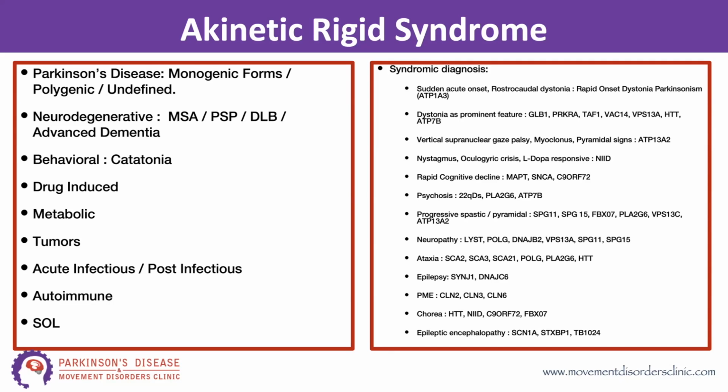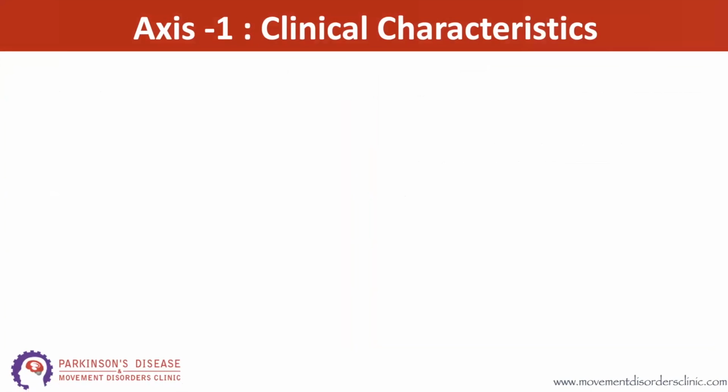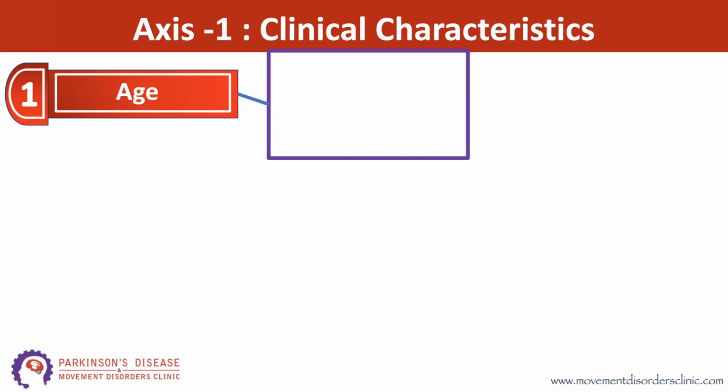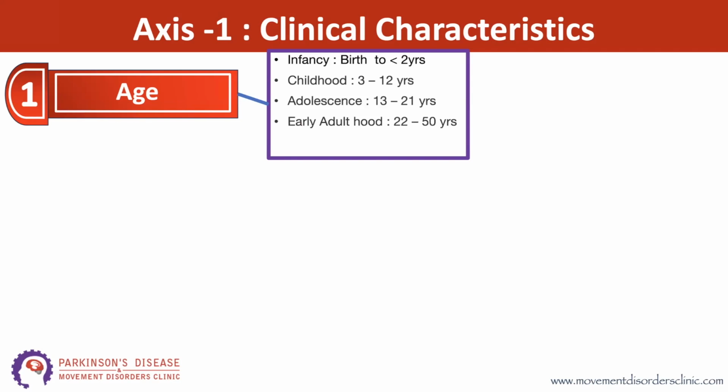What I propose at the end of this talk is, for akinetic rigid syndrome, we need to go with the current standard way of understanding. First is the clinical characteristic, which is very important for us to know, which is axis 1. As I told you, age of onset. We can tell that because we already know from the Brain published article that there are different groups. So we can classify them whether the onset is at less than 2 years, between 3 to 12 years, 13 to 21 years, 22 to 50 years, or late adulthood, which is 50 plus years. Because we already know that early onset Parkinson disease is classified at a cutoff of 50 years.